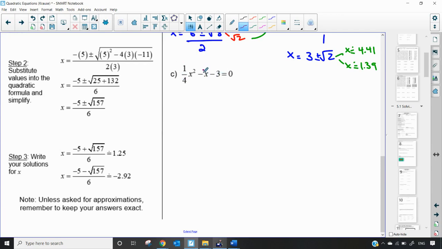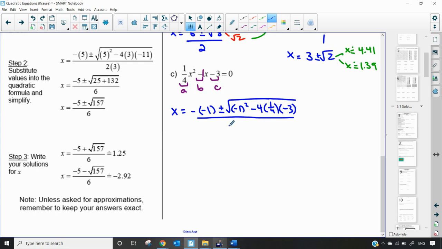Again, we would have a negative 1 right there. So our a value is 1/4, our b is negative 1, and our c is negative 3. So subbing into our formula, we're going to have x equals negative b, so a negative 1, plus or minus the square root of b squared, so negative 1 squared, minus 4 times 1/4 times negative 3. Again, be careful of those negatives and make sure you're using your brackets. So we're dividing by 2a, so we're dividing by 2 times 1/4.